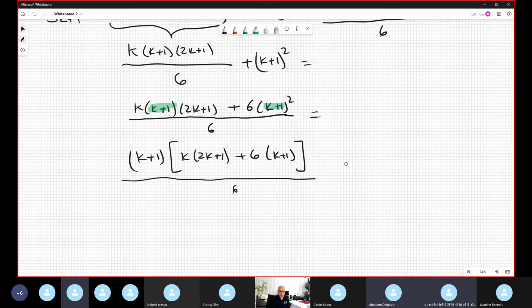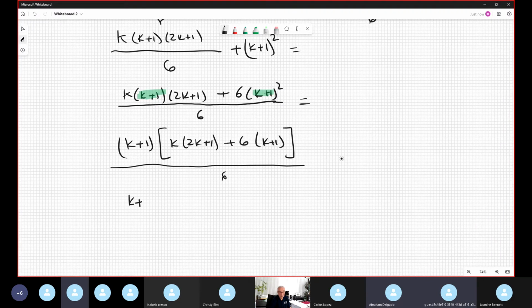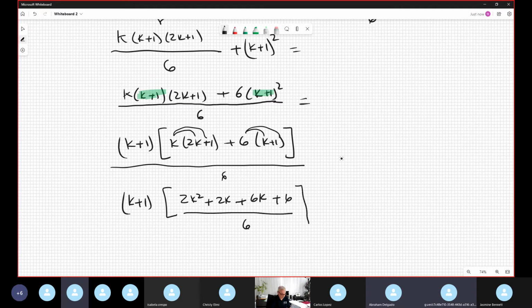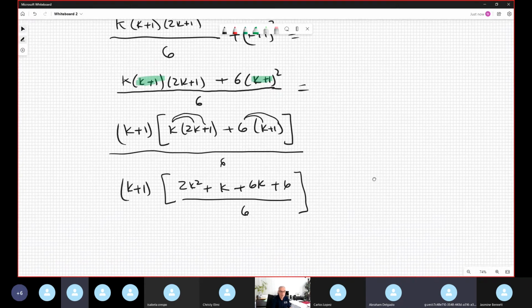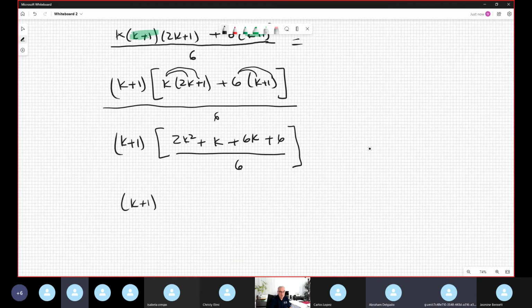Okay. Now what should I do? I lost. I don't know. Using my algebra knowledge, I try to distribute here. Why not? This is 2k squared plus 2k plus 6k plus 6. And everything divided by 6. Sorry, I make a mistake here. This is not 2. This is 1k, no? Because it's k times 1. Now combine later. It's k plus 1. Inside the bracket, we have 2k squared plus 7k plus 6 divided by 6.